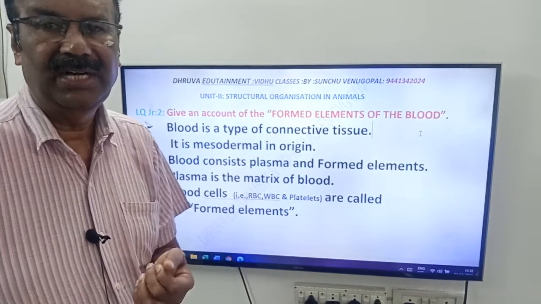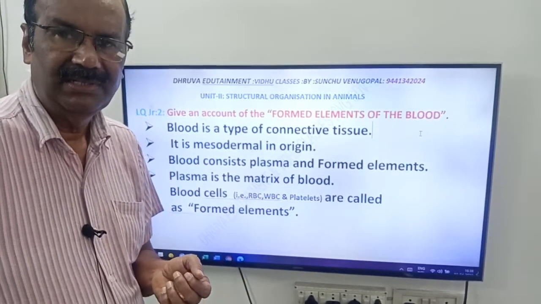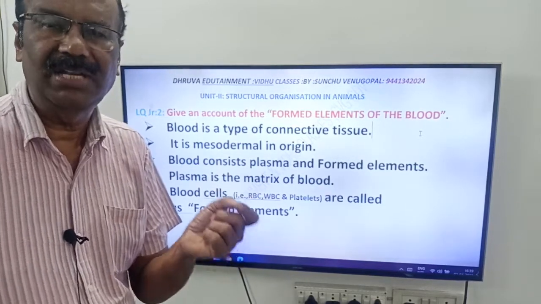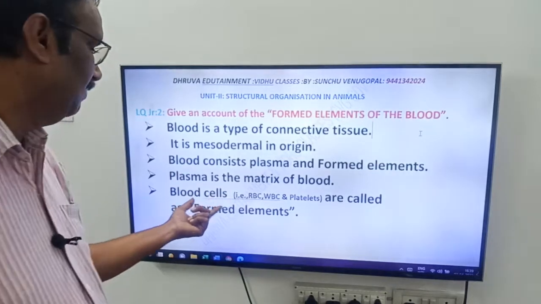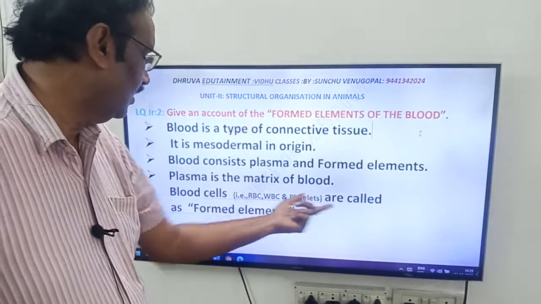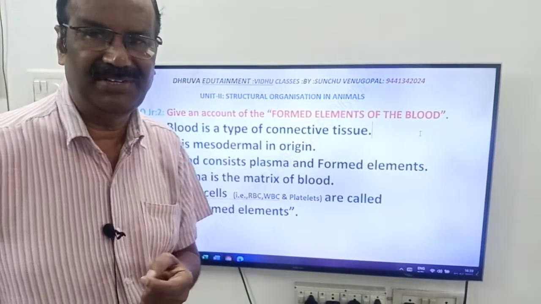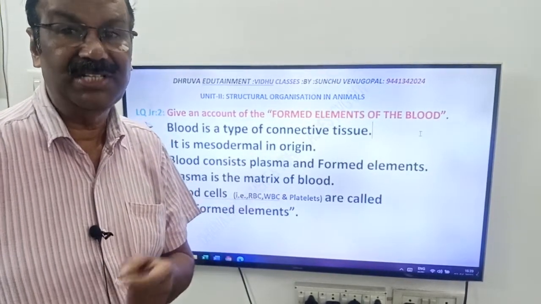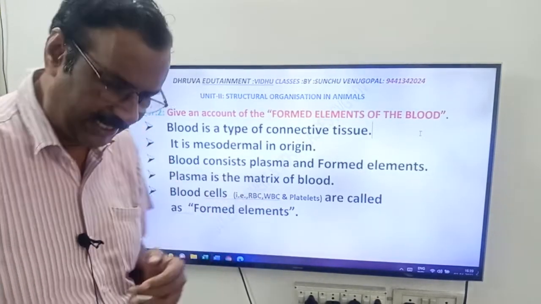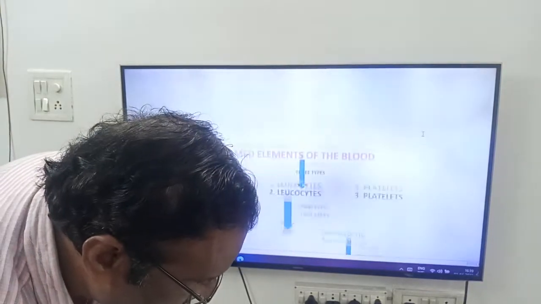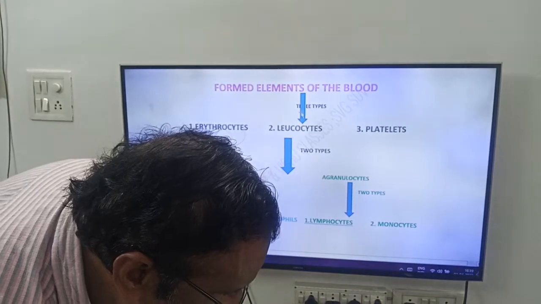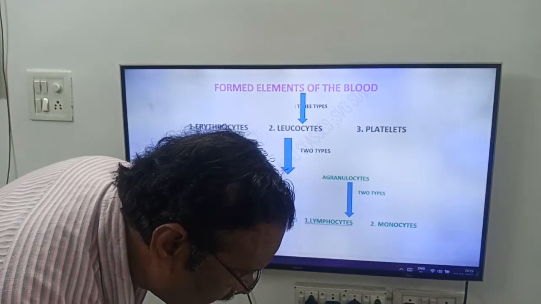You know friends, connective tissue has matrix. The plasma of the blood is also called the matrix. Blood cells are what, friends? RBC, WBC and platelets are called formed elements. What are those blood cells? Red blood cells, white blood cells and platelets. Now see friends, how many types of formed elements do we have? We have three types of formed elements.